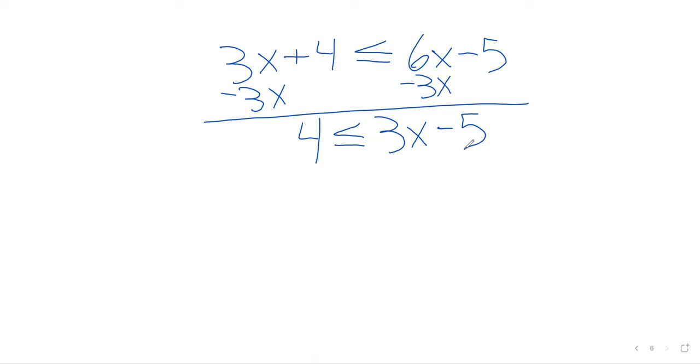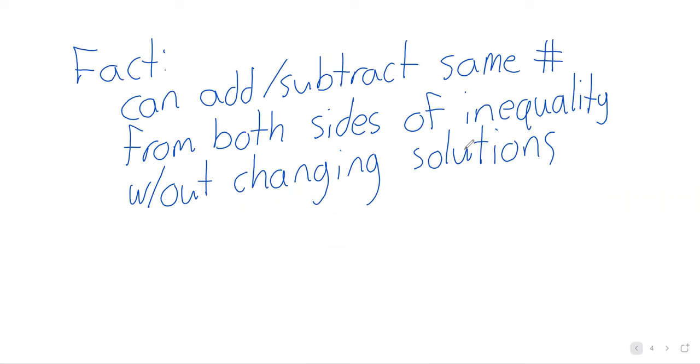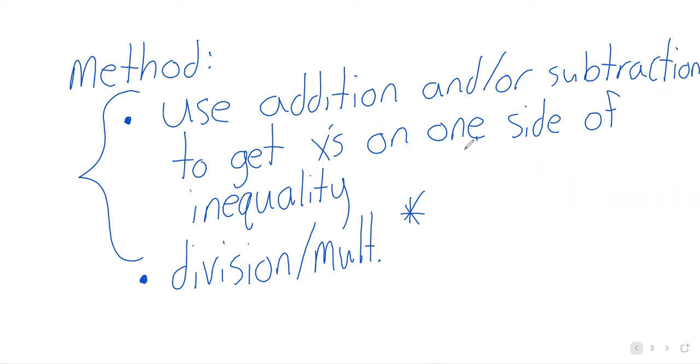And let's remember our goal here. Our goal is to get x's on one side of the inequality, and I'll expand on this. We want x's on one side of the inequality, numbers on the other side of the inequality.